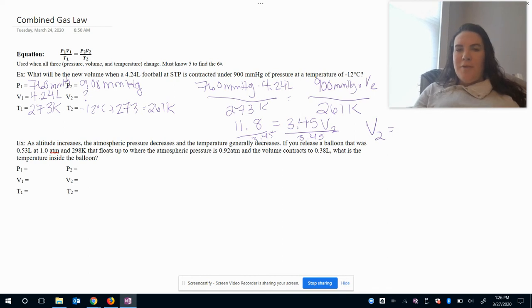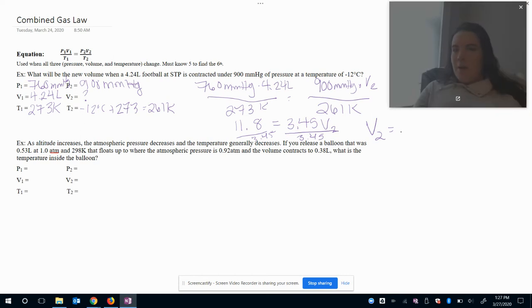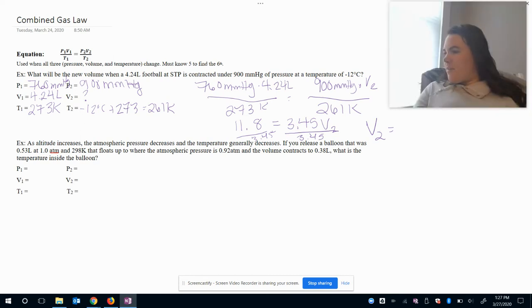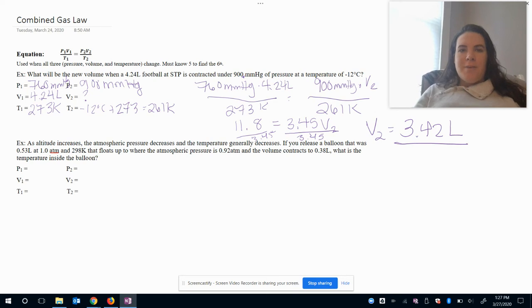11.8 divided by 3.45. Checking our sig figs. Technically this one is only 1, but we're going to pretend that that's 3. So we could keep 3 sig figs, but I only have 2 in my answer. Oh no, I have 3. 3.42 liters. Here, I'll add a dot there to make that 3 sig figs. So then all of our numbers were 3 sig figs, and our answer can be as well. All right, so solving for pressure and volume will be like that.